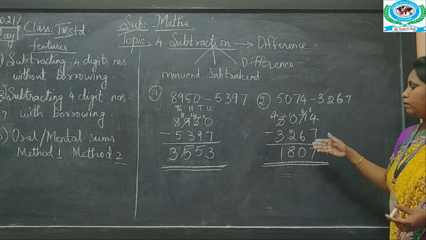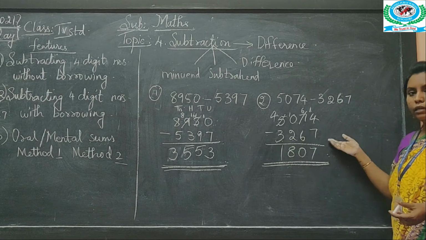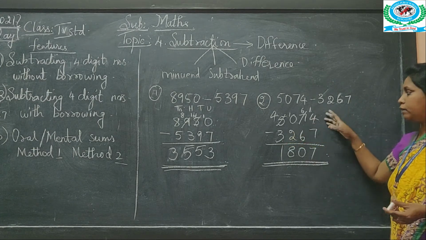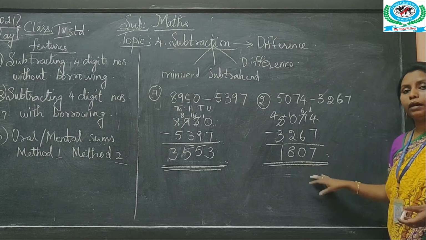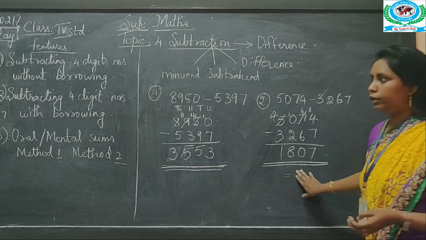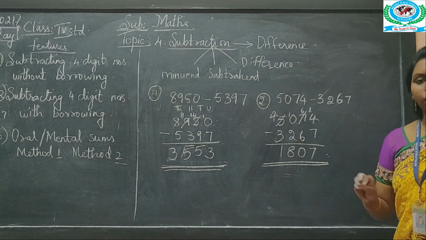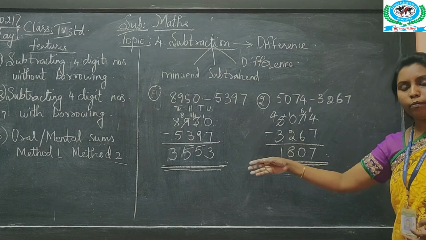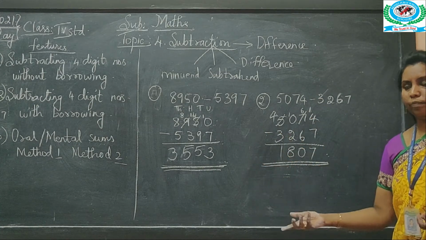So likewise, when the numbers in the subtrahend are greater, you can borrow from the next number and it will be easier for you to subtract them. Okay. So this was the unit for subtracting 4-digit numbers with borrowing. So you are borrowing one number from the next number.